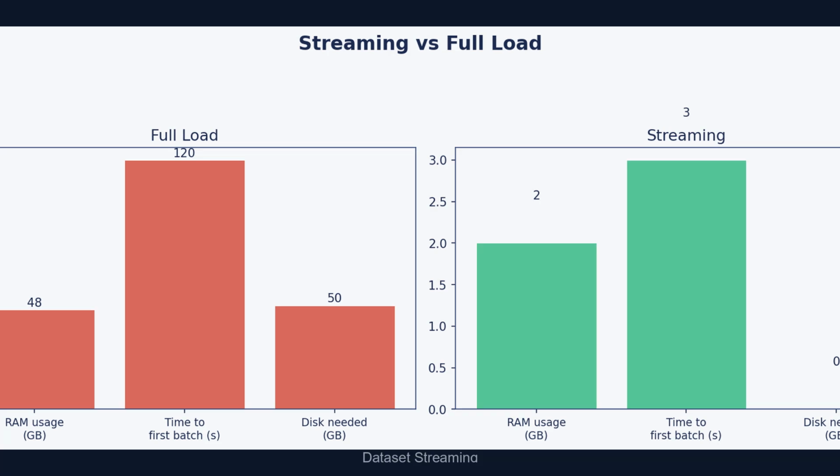This comparison makes the performance difference between full loading and streaming concrete. Full load: 48 GB of RAM, 120 seconds to first batch, 50 GB of disk space required. Streaming: 2 GB of RAM, 3 seconds to first batch, 0 additional disk space. The RAM difference alone is decisive for most workloads.